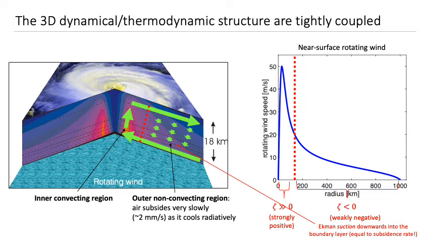For those of you who remember your boundary layer dynamics, with geostrophic vorticity in the presence of friction, the Ekman suction or Ekman pumping rate is directly related to the vorticity in the boundary layer. So in this case, we actually have Ekman suction within the boundary layer in this broad outer region, which implies that air is being sucked downward into the boundary layer, and the rate of suction has to be equal to the subsidence rate in the free troposphere. So again, you have this very slow subsidence, which gives you a very weak negative vorticity because you have a very weak Ekman suction into the boundary layer. So those are tightly related.